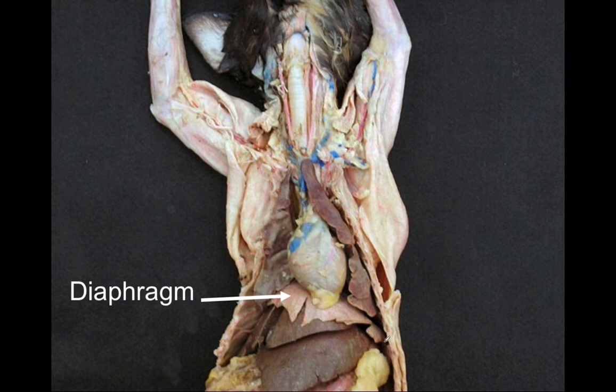Referring once again to the shape of the diaphragm, it is shaped like an upside-down bowl. And you can really see that here on this slide as the diaphragm separates the thoracic cavity from the abdominal pelvic cavity. When the diaphragm flattens out, that's going to open up the thoracic cavity and allow air to flow into the lungs.